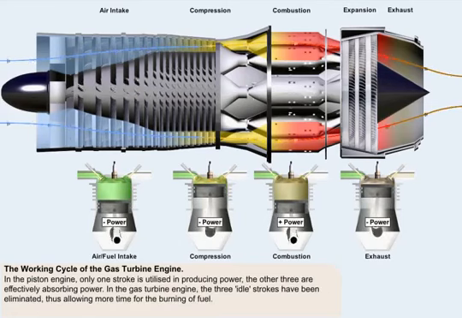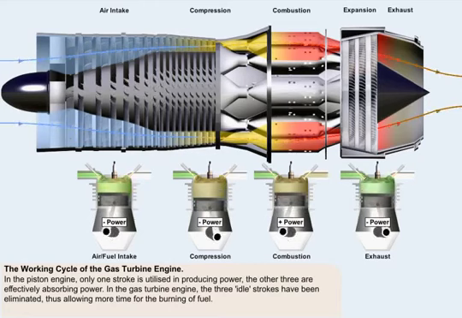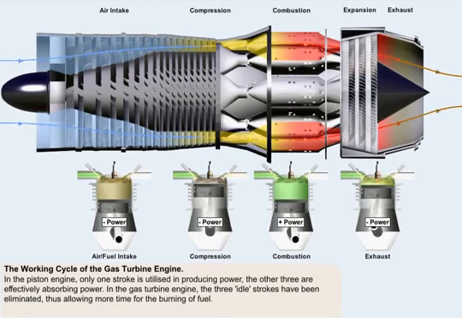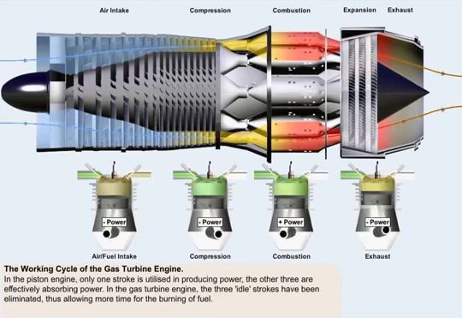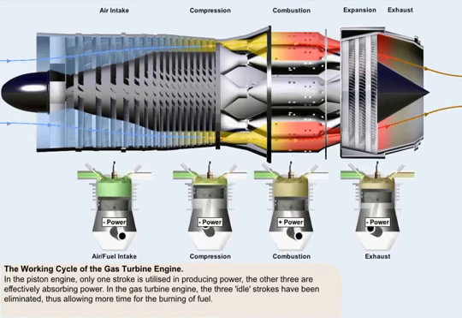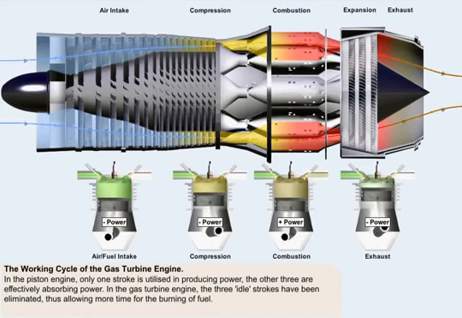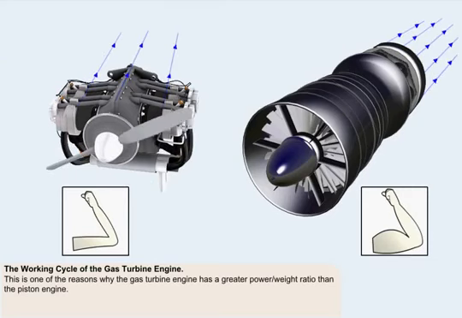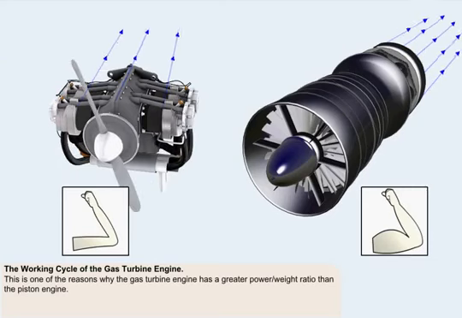In the piston engine, only one of the strokes is utilized in producing power. The other three are effectively absorbing power, while in the gas turbine engine, the three idle strokes have been eliminated, thus allowing more time for the burning of fuel. This is just one of the reasons why the gas turbine engine has a greater power-weight ratio than the piston engine.